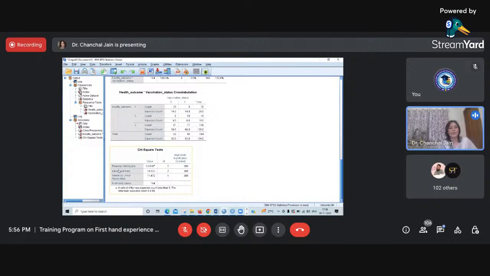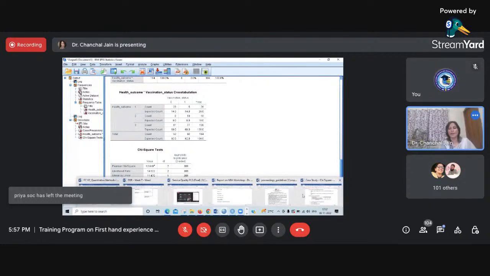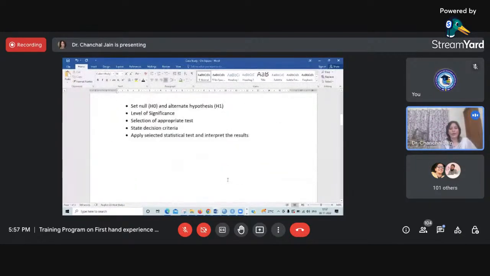You can see Pearson's chi-square value is 13.649 for 2 degrees of freedom, and its significance level is 0.001. Can any one of you tell me, this is the p-value for the chi-square test. So on the basis of this, what can I conclude, whether we are going to accept the hypothesis or reject it? Reject the hypothesis. We will reject the null hypothesis. Yes, thank you so much, ma'am. It's correct. I'll tell you how you can write your results.